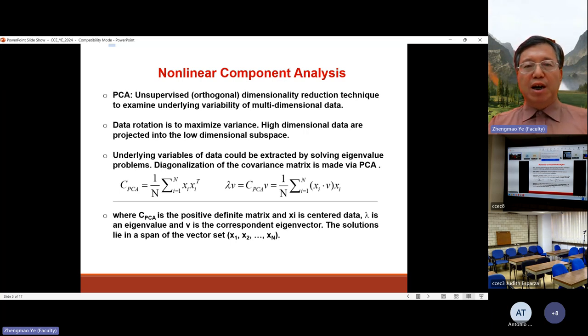So eventually, a diagonalization of the covariance matrix C is made via PCA. C is always a positive definite matrix, and Xi right here is nothing but the centered data. Lambda turns out to be the eigenvalue, and V turns out to be the corresponding eigenvector. All the solutions lie in the same span of the vector set.